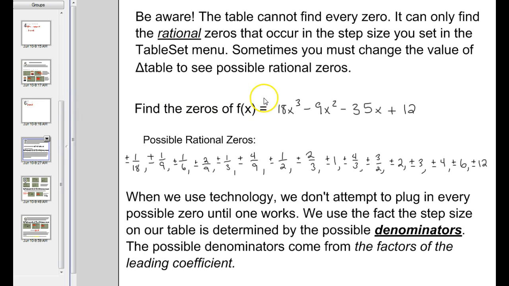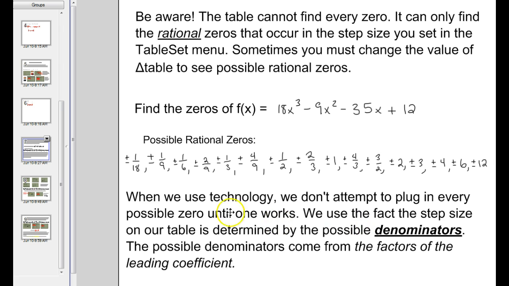The denominator for the possible rational zeros comes from the factors of the leading coefficient. What are the factors of 18? Well, it's 1, for the whole numbers, 2 for all these halves, 3, then 6, 9, and 18. Those are the possible denominators here.